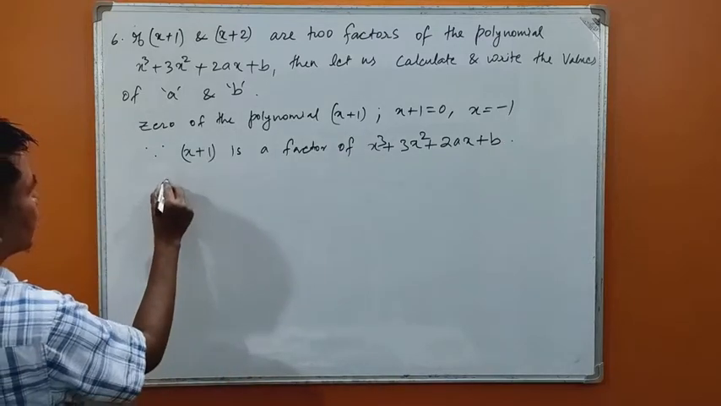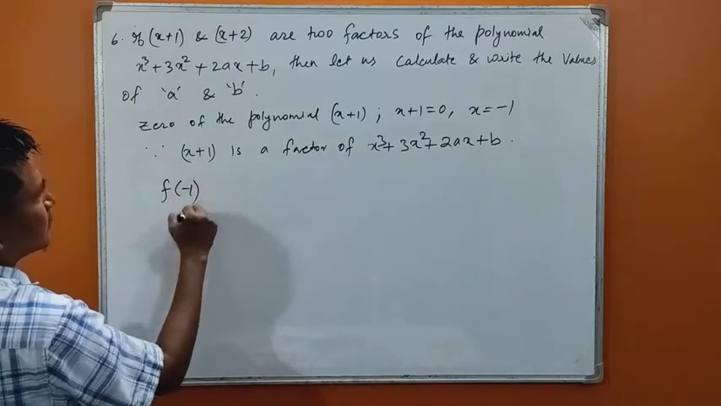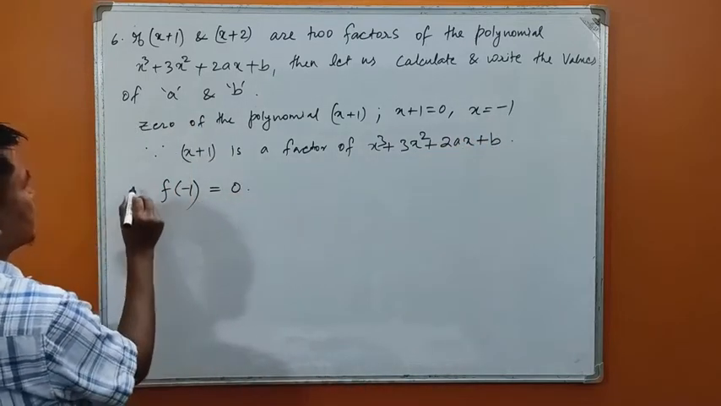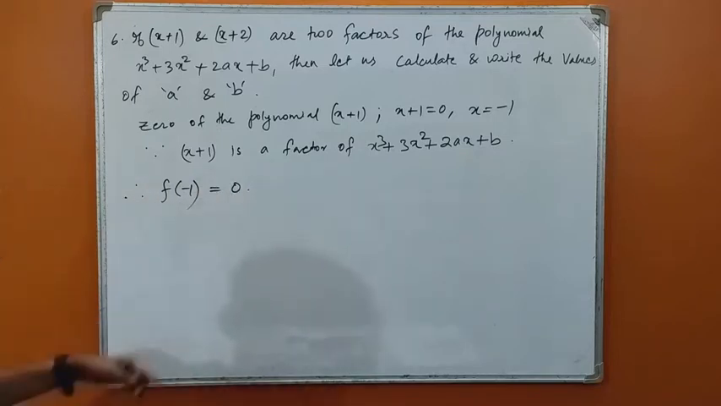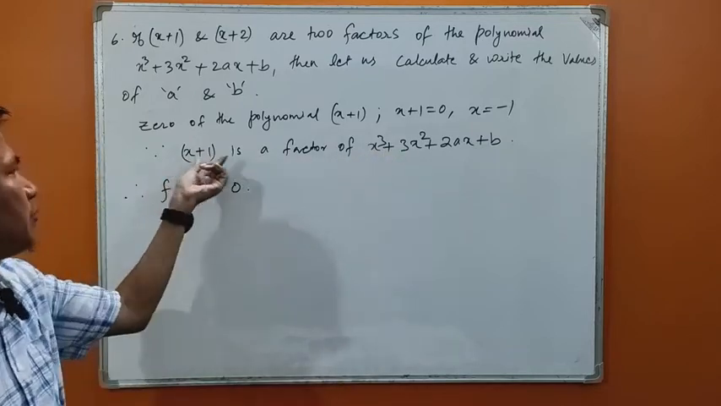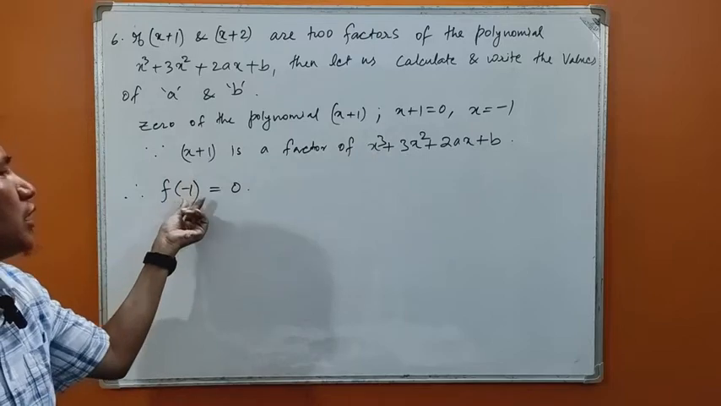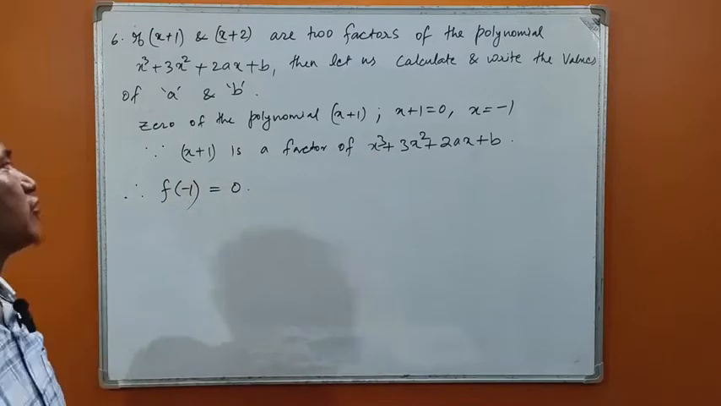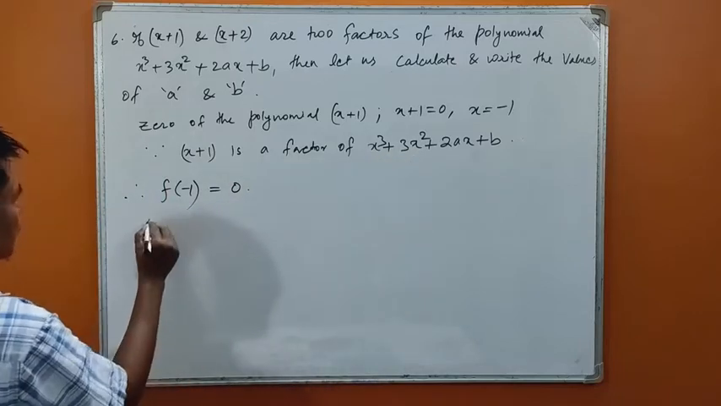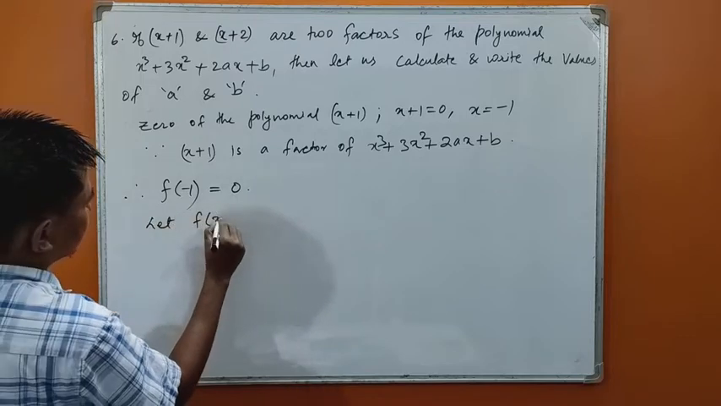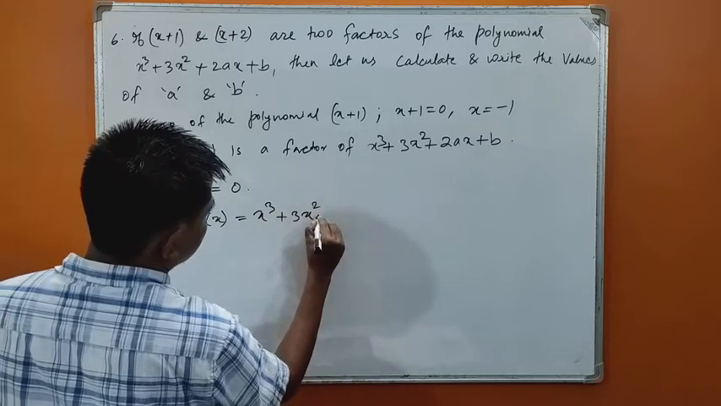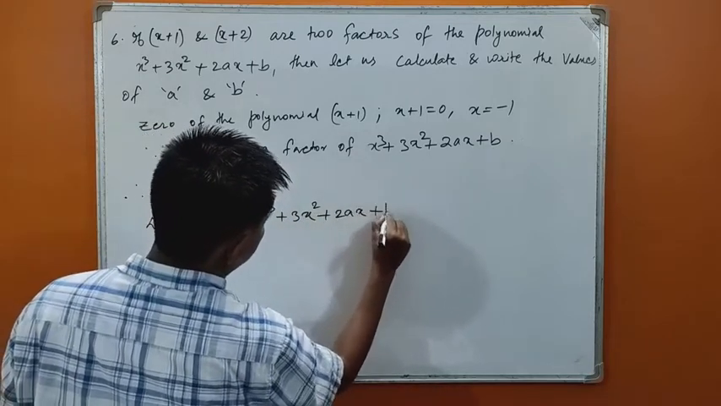This means the remainder will be f of minus 1. f of minus 1 will be equal to 0, isn't it? Therefore, the remainder will be equal to 0. Because to become a factor, since x plus 1 is a factor of this expression, f of minus 1 or the remainder should be equal to 0. If the remainder is not equal to 0, then x plus 1 will not be a factor of this expression, isn't it? So let f(x) equal x cubed plus 3x squared plus 2ax plus b, okay?